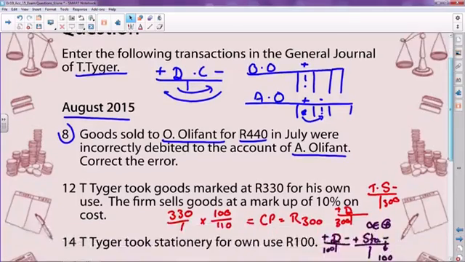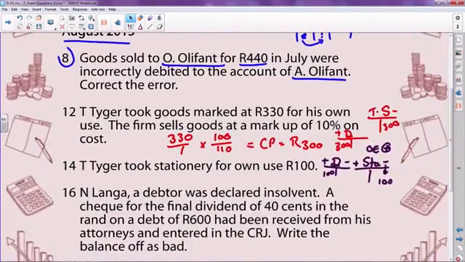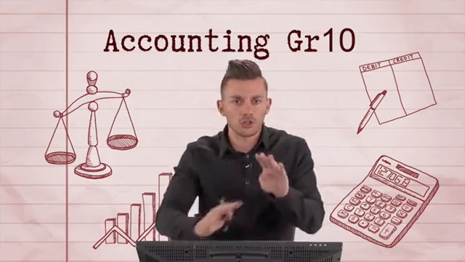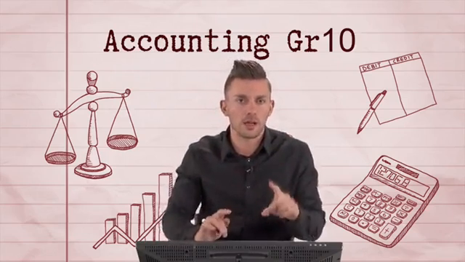Let's go look at another transaction that you can complete for me. Number 16, in Langa, a debtor was declared insolvent. Now, a check for the final dividend of 40 cents in the rand on a debt of 600 rand had been received from his attorneys and entered in the CRJ. Now, what you need to do? You need to write off the balance. So I hope you can remember that I gave you a nice schedule to draw and to calculate the missing amount. So go and complete it. I'm giving you a minute.